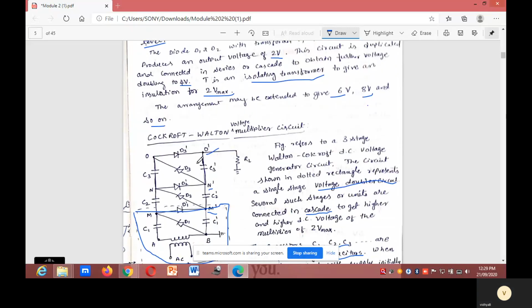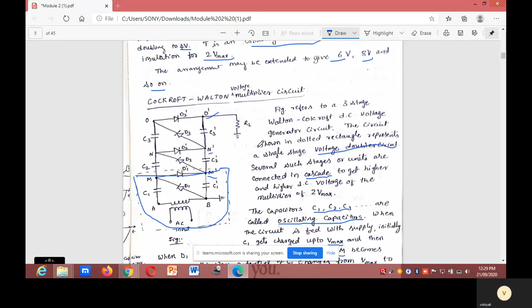Next is the voltage multiplier circuit. Cascade voltage multiplier circuits for higher voltages require too many supply and isolating transformers. We require isolating transformers and too many supplies. It is possible to generate very high DC voltages from a single supply transformer by extending the simple voltage doubler circuit.